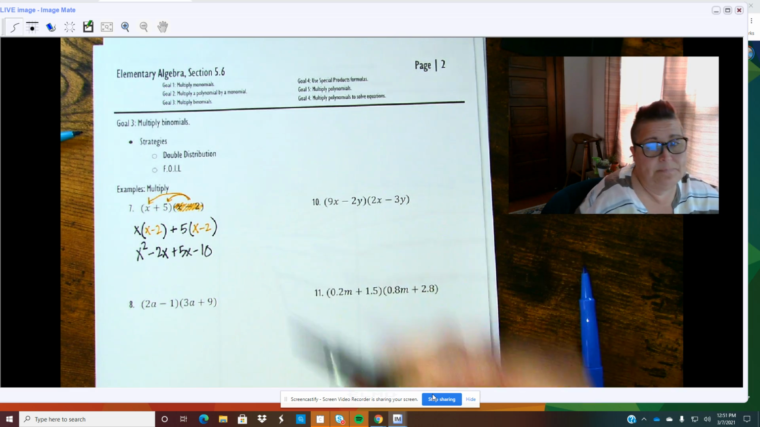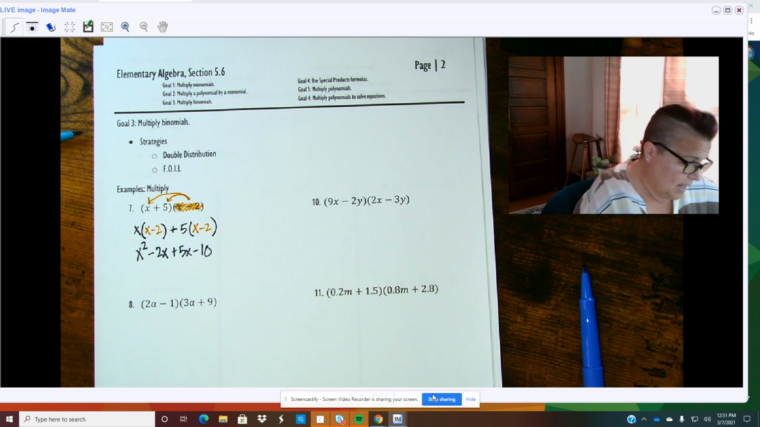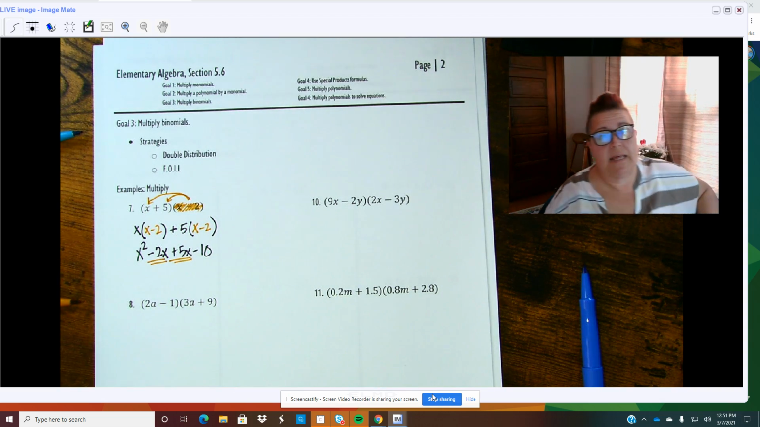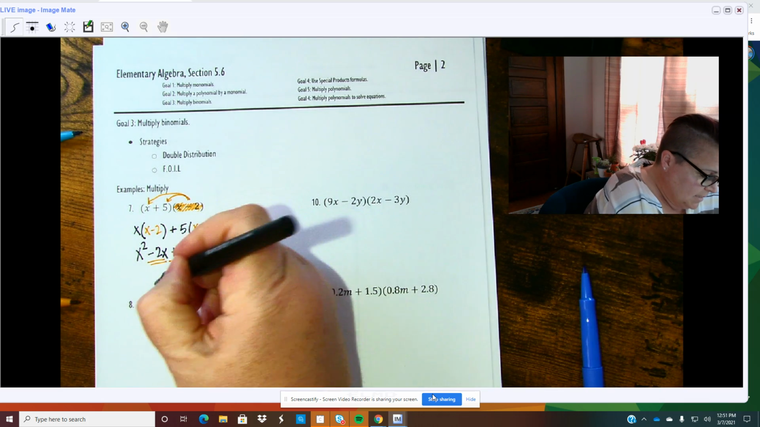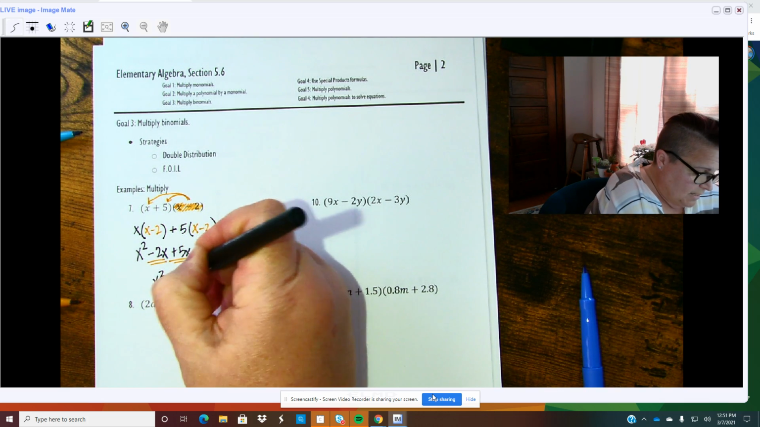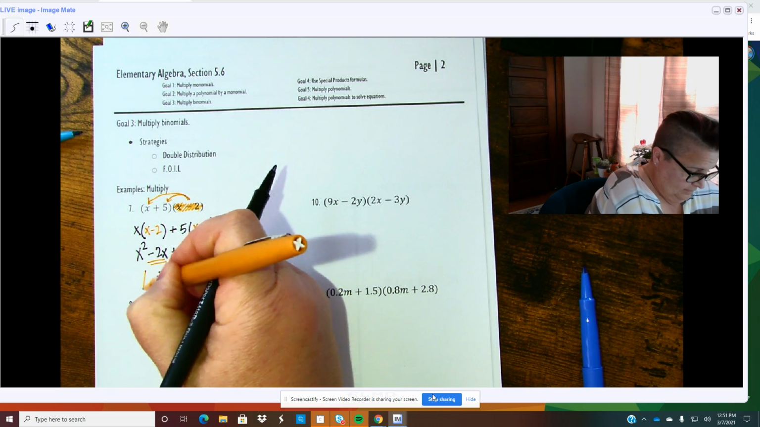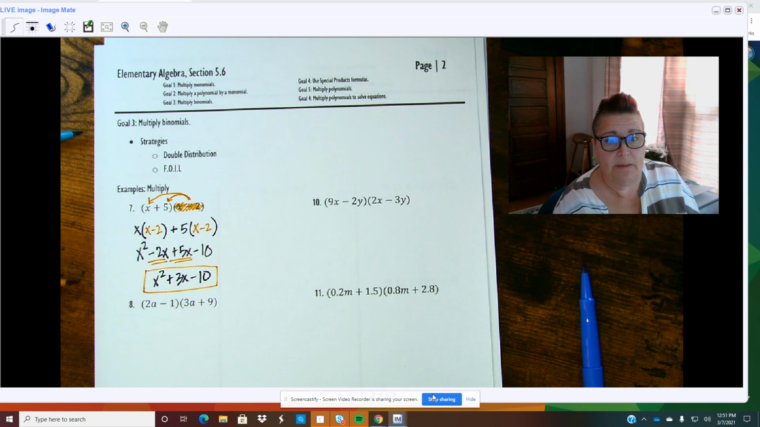Now I want to look at this and see, is there anything that can be combined? And yes, there is. I can take this minus 2x and this plus 5x. They are like terms, and I can combine them together to get x squared plus 3x minus 10. It's not a red box, but you get it, right? I'm able to put them together like that.